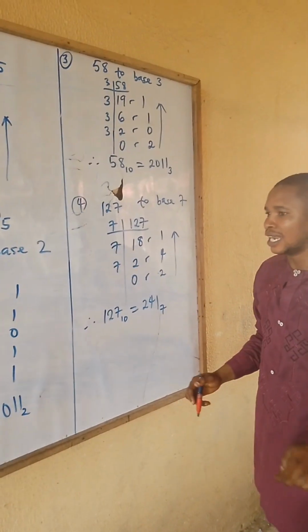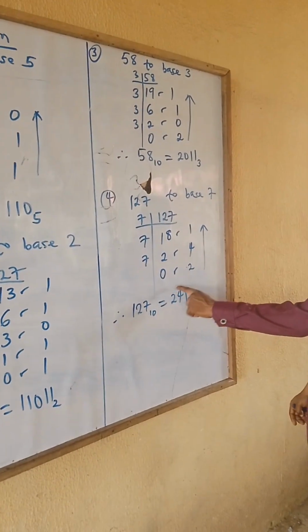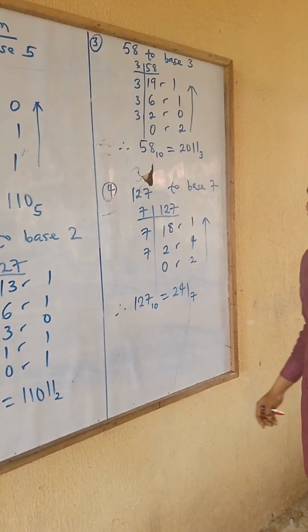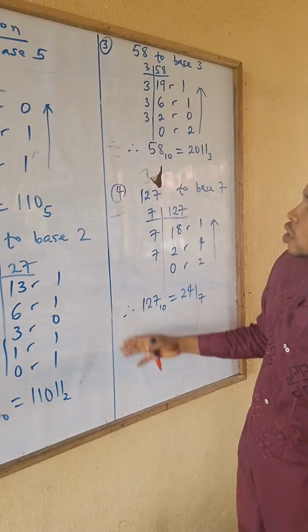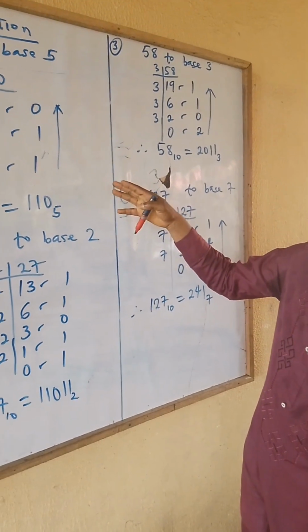Don't forget what I said earlier, that the base must be greater than all the digits that we have here. And anytime you are asked to convert from base 10 to other bases, all you need to do is to divide by the exact number given.